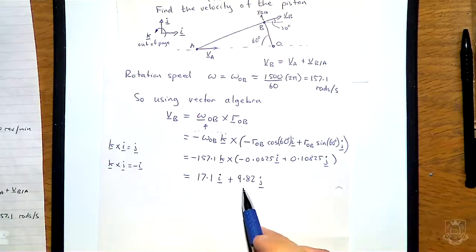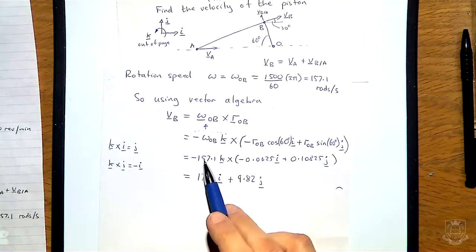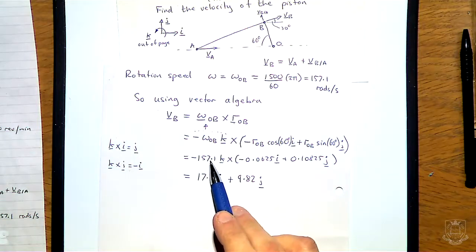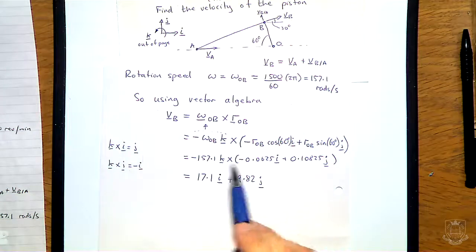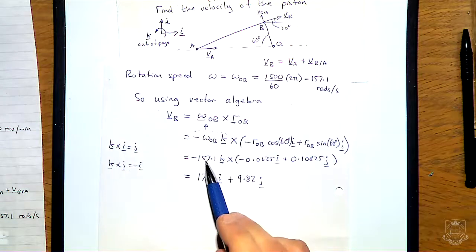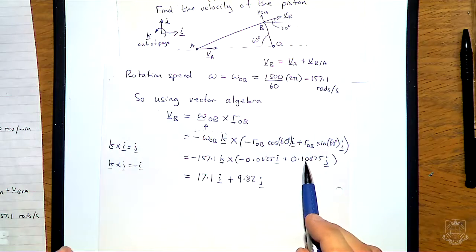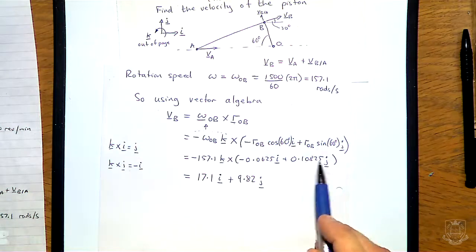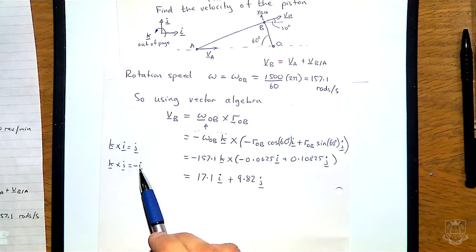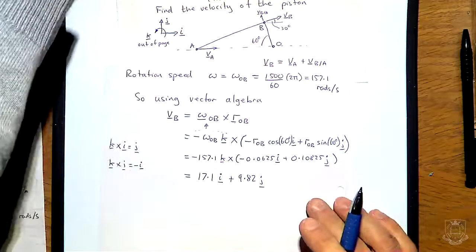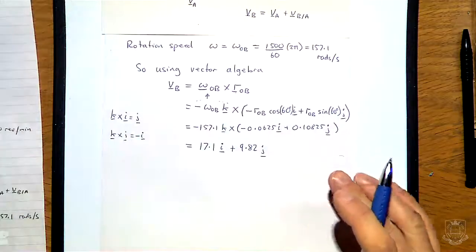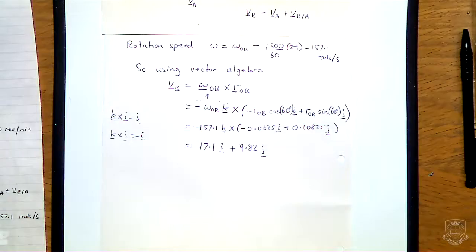Okay, these are both positive values, aren't they? Because if you look, this is a negative times a negative, so it gives me a positive, but the k times the i is just equal to j. Okay, this is a negative times a positive, which should give me negative. But when I multiply the vector terms, I get minus i, so that becomes positive. So I end up with this as my answer for VB.